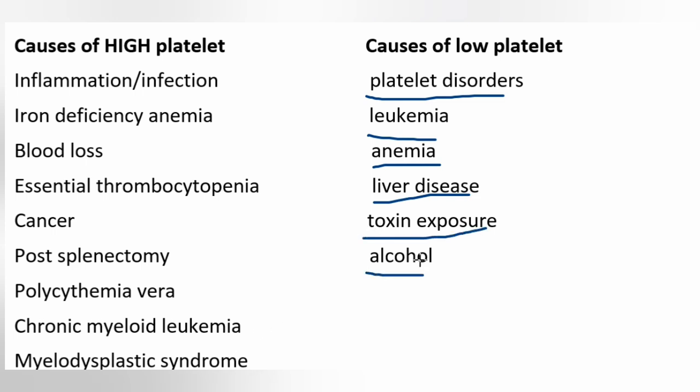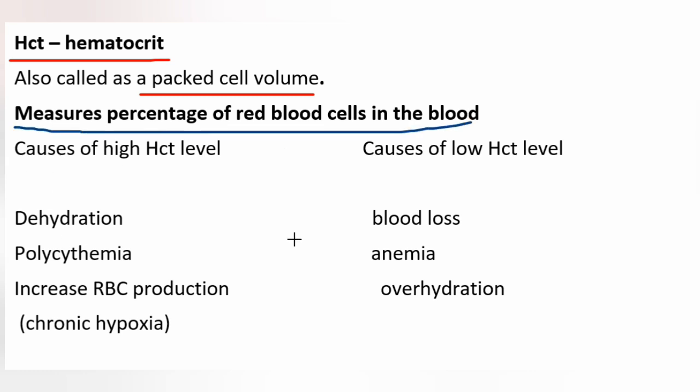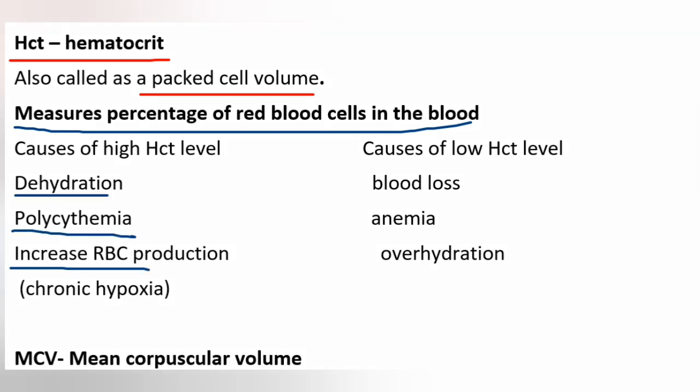Next, HCT, the hematocrit count, also called packed cell volume, measures the percentage of red blood cells in the blood. Causes of high HCT level: dehydration, polycythemia, increased RBC production, chronic hypoxia.